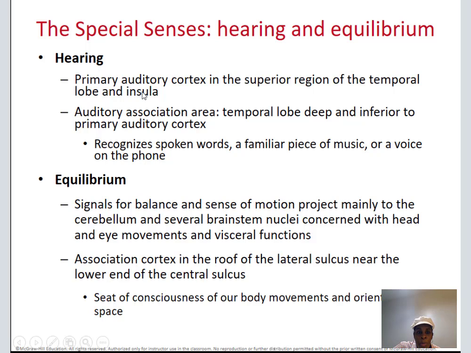Hearing and equilibrium. Again, the primary auditory cortex. With the primary auditory cortex, you hear something. That part allows you to hear. But the auditory association allows you to connect the words, to make sense out of the word. What about the equilibrium, the sense of equilibrium? It also has an association cortex.